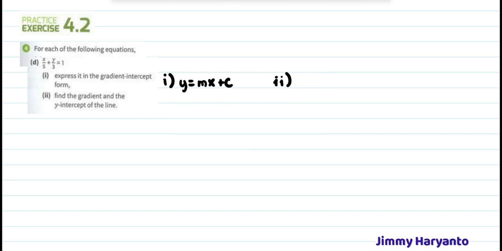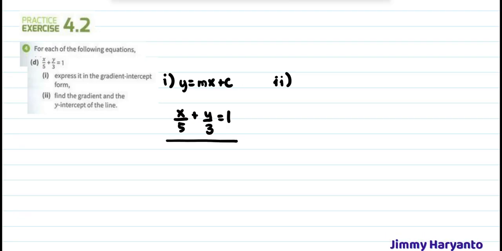Still in question 4. Now we'll do part b. We have x over 5 plus y over 3 equals 1. We can multiply them all by 15, the LCM of 5 and 3, to eliminate the 5 and 3. So 15 divided by 5 equals 3. 3 times x equals 3x. 15 divided by 3 equals 5. 5 times y equals 5y. 1 times 15 equals 15. There you go.